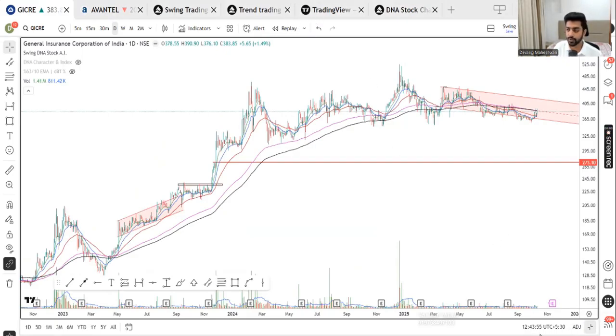So that's it for today. And in the next session, we'll understand more about structure. We'll understand higher lows, and then we'll move on to the entry part.